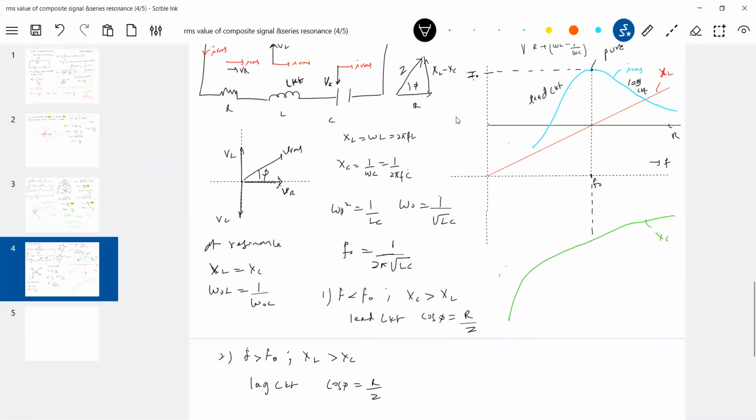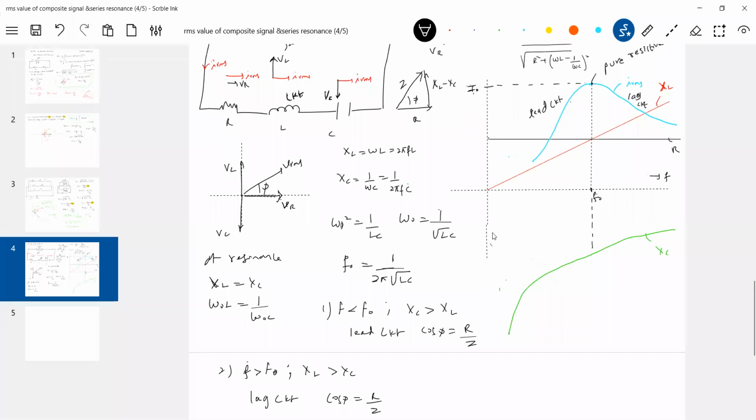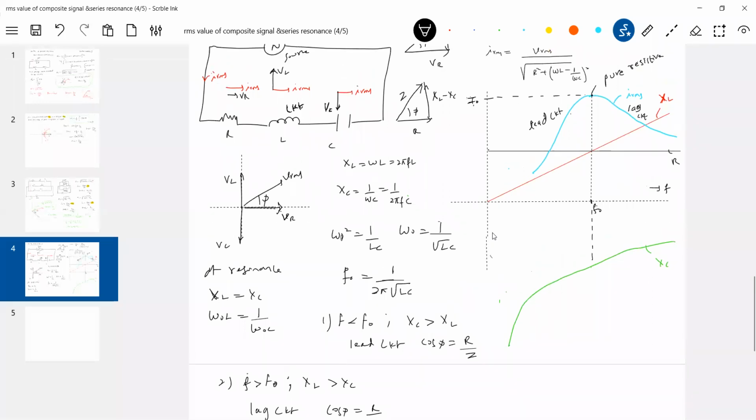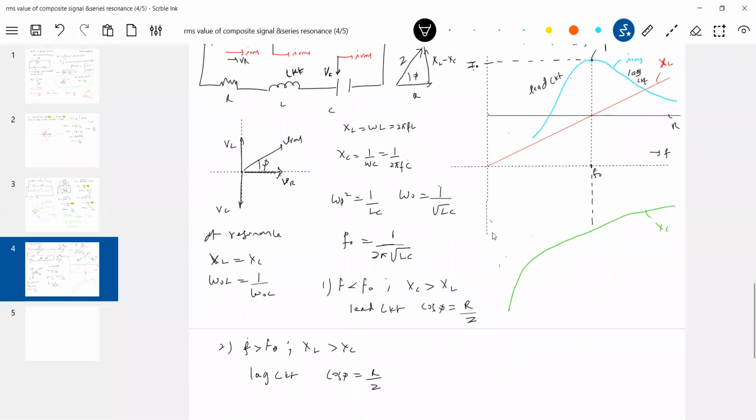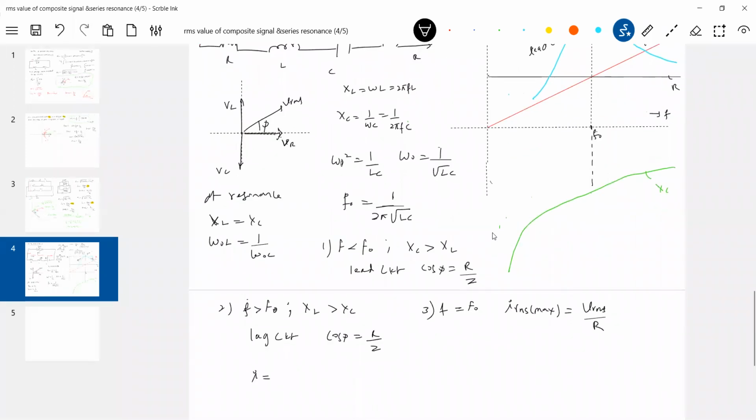We are not bothered about f greater than f naught or f less than f naught. We are bothered about resonance only. At resonance only, the current will be maximum. You check it here now. So now let's come to the third case, f equal to f naught. The current flowing here will be maximum, which is equal to Vrms by R.